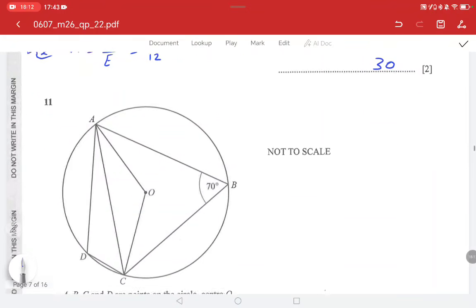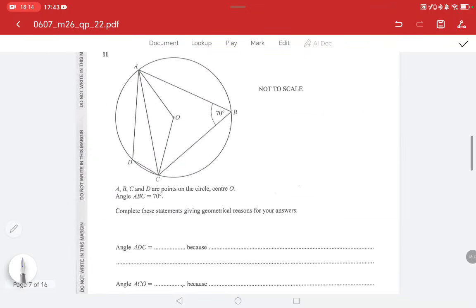Okay, so next question, circle theorems. In circle theorems, we need to find angle ADC. Let's find where ADC is. Let's look at this D. So ADC is this one. If you look at this shape, look at vertex A, vertex B, vertex C, vertex D. So you have 4 vertices on the circumference.